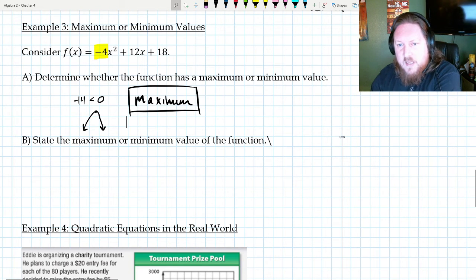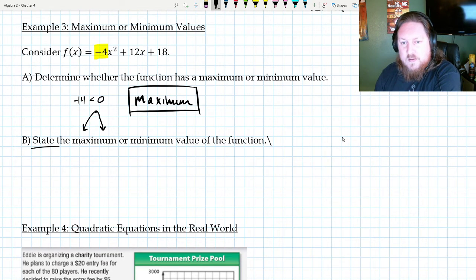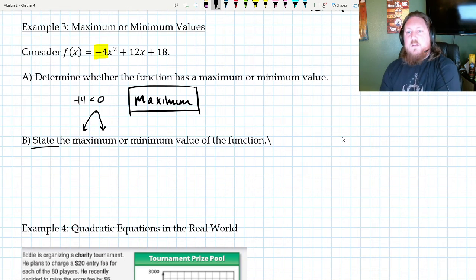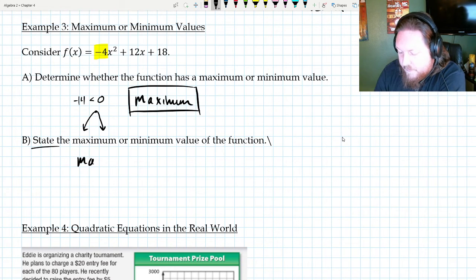So now we're going to state the maximum or minimum. This is where the calculation comes in. Most of the time, you'll just be asked this question, state the maximum or minimum value of the function. So you have to do that first part in your head, ready to go. One thing you can do is note, oh, I've discovered it's a max. I'm going to get that ready to go for my solution there.